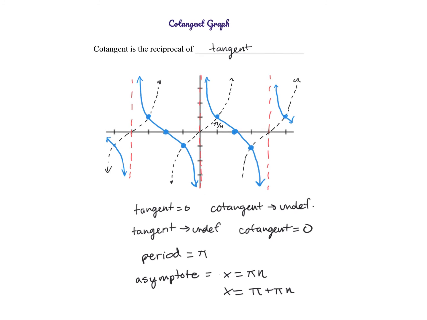So again, for our reciprocal functions, you can really use the corresponding reciprocal function as a guideline. And just remember 2 key things. The reciprocal of 0 is undefined, creating an asymptote, and the reciprocal of undefined is 0.